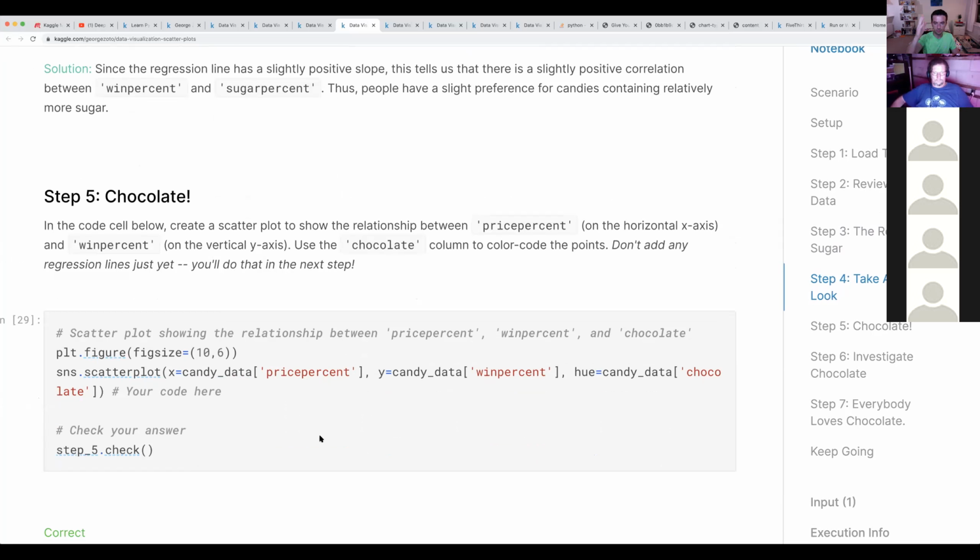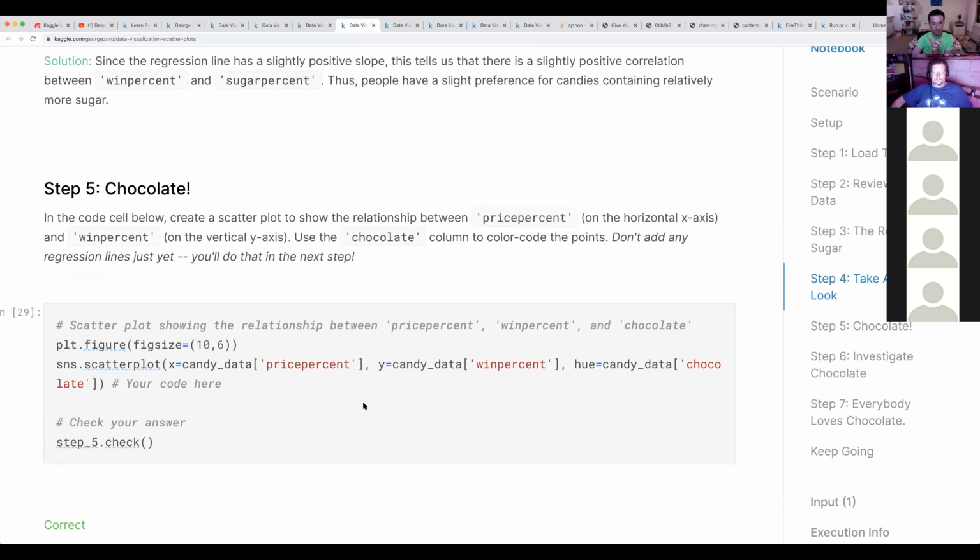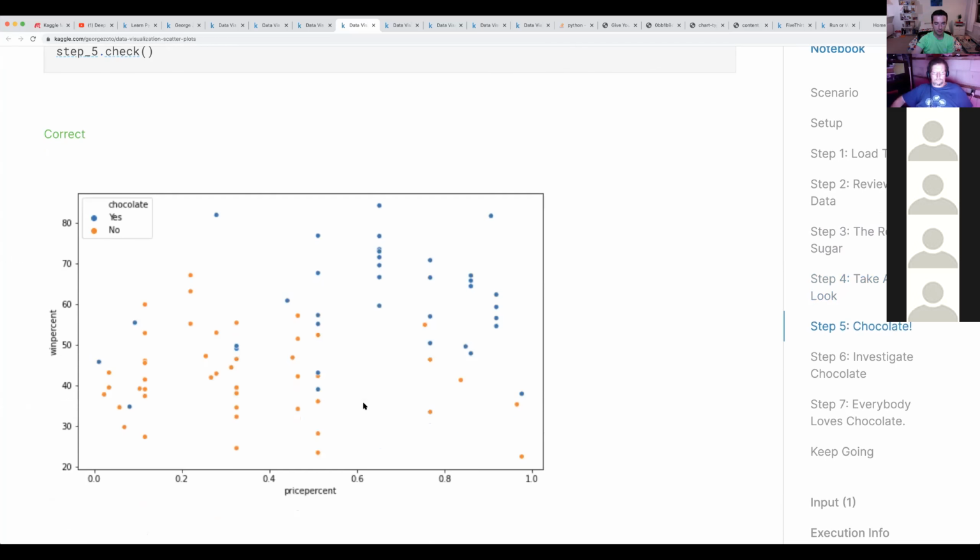So look at price over popularity, and we will color each data point based on whether it contains this categorical variable, chocolate or not. Again, the x-axis is price, so the more expensive it is, the higher it is. The y-axis is popularity. And now the color is blue if it contains chocolate, and orange if it does not. Seems like the color ought to be brown if it has chocolate in it.